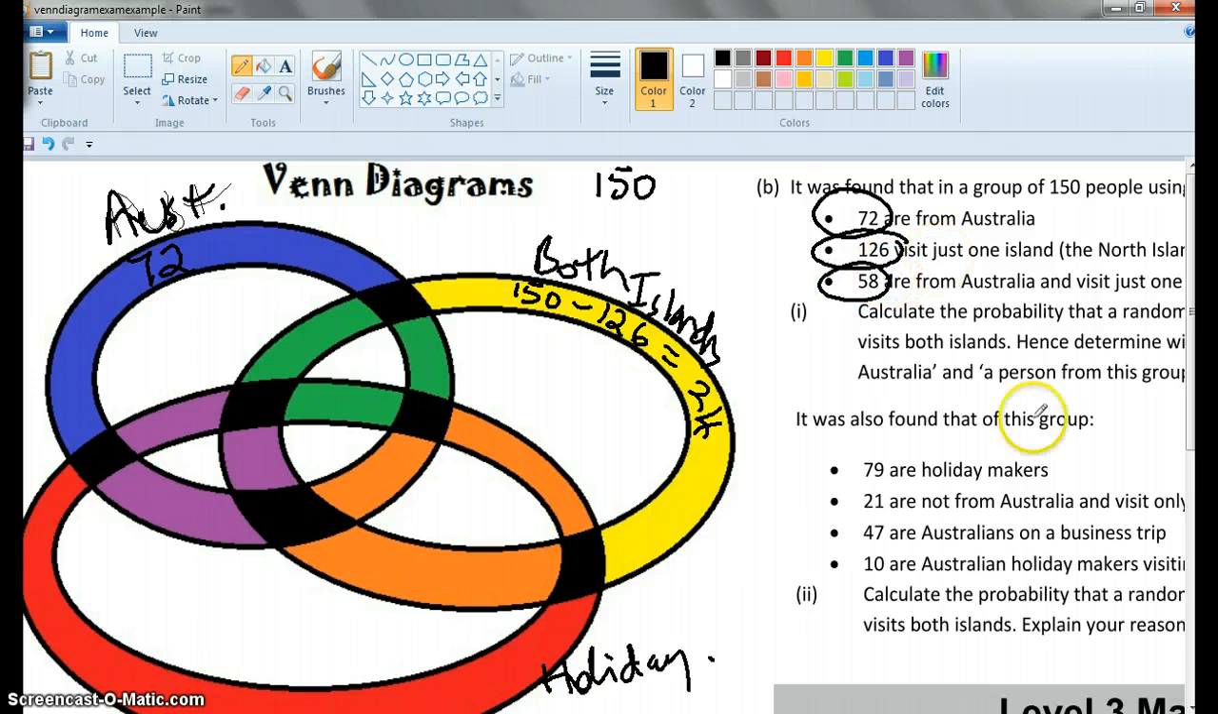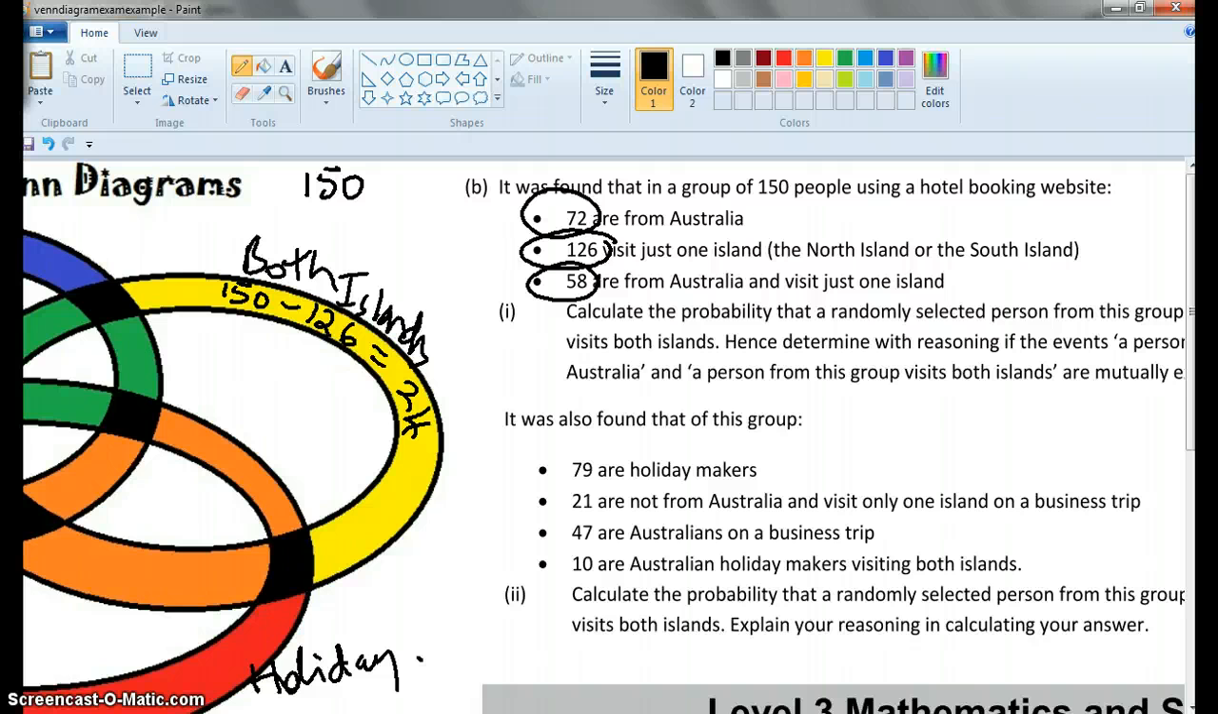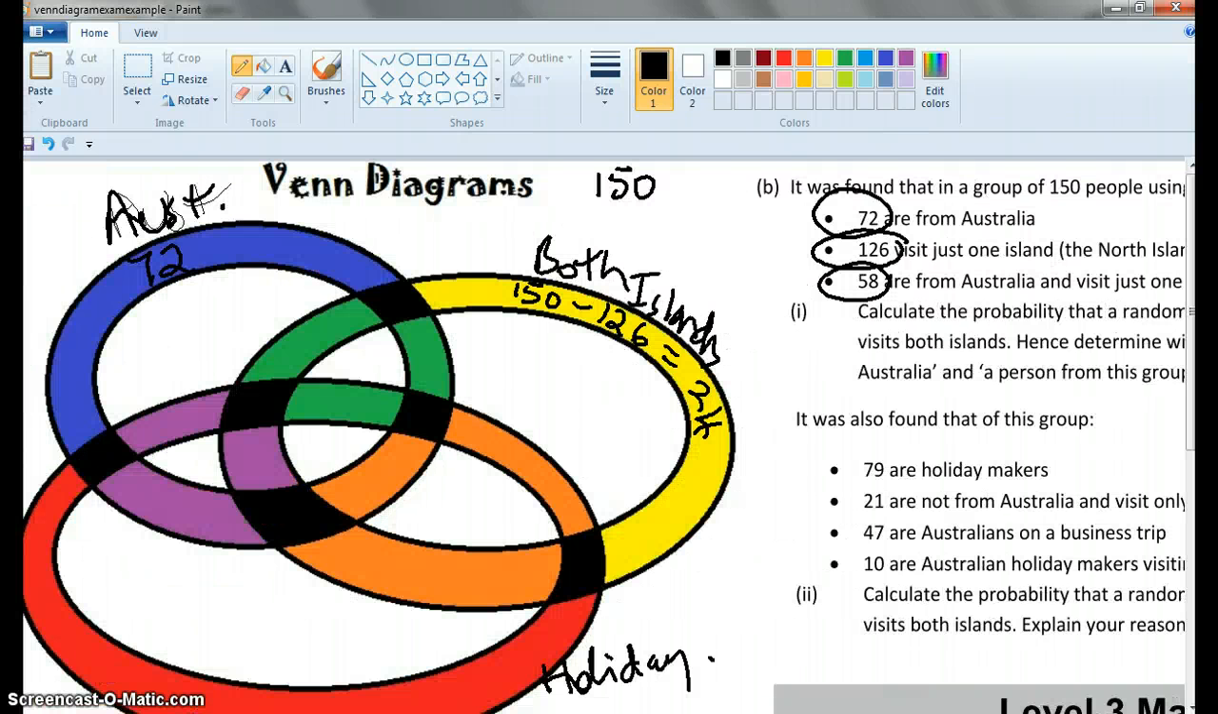58 were Australians, and they visited just one island. So that's going to be in there and there, isn't it? They're Australian and they're not visiting both, they're visiting one. So that was 58. So I'm going to put the 58 in there because it goes in that one and that one. Okay.